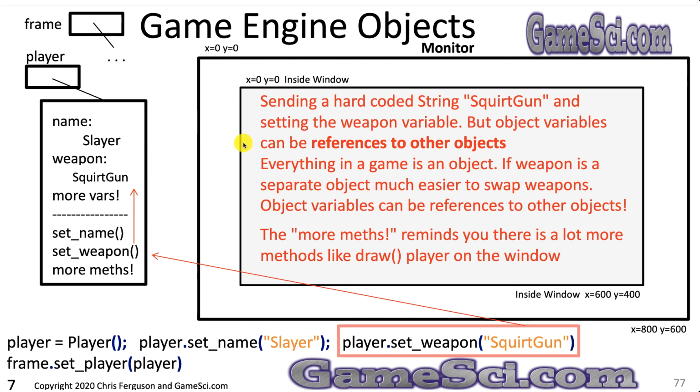But object variables can also be references to other objects. In fact, just about everything in a game is an object. If weapon is a separate object, it is much easier to swap weapons out. Object variables can be references to other objects. The more methods down here also remind us there are a lot more methods, like draw this player on the screen, that we're not showing.